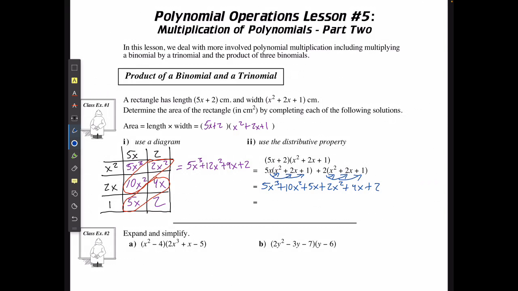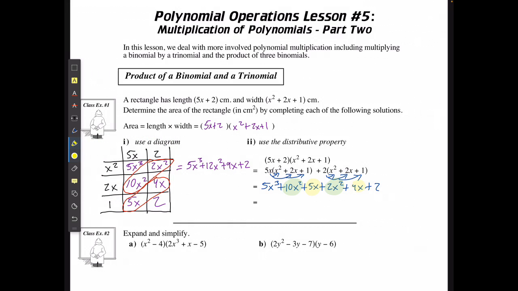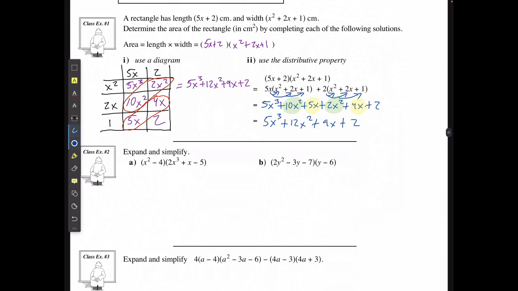Then I'm just going to combine my like terms. I have my x squared and my x squared, and I have my x and my x. And I get the exact same result as when I use the area diagram: 5x to the 3, 12x squareds, 9x's, and 2. So, if I'm expanding and simplifying, I can use either method, and it's okay for you to use whatever method you're comfortable with. If you're doing a written response on a test, both of these are acceptable.